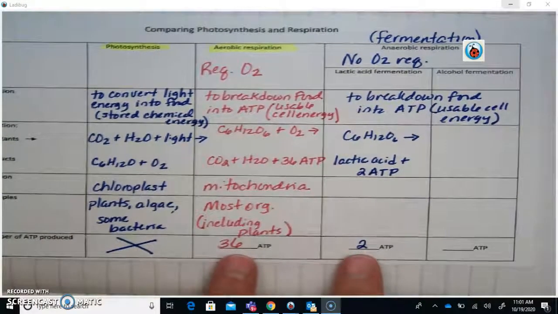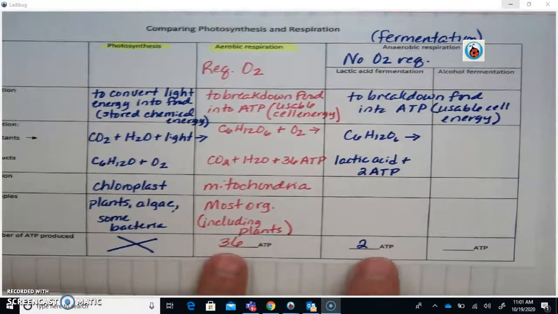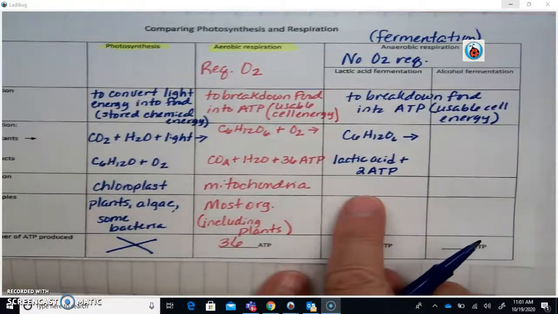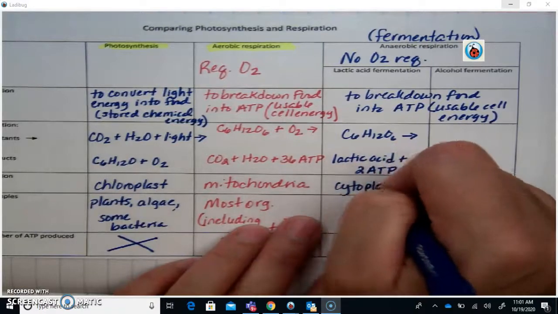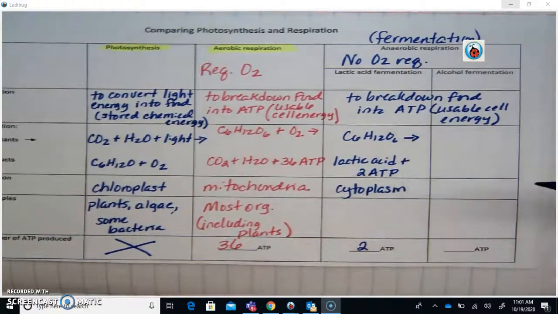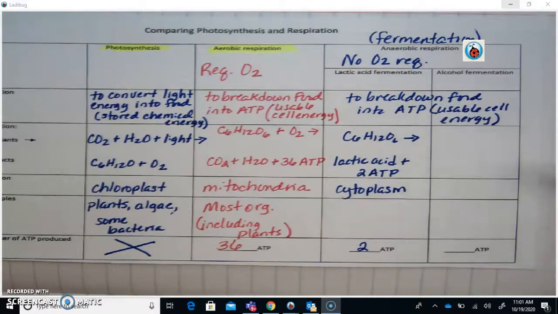So you can see that there's a big difference between the ATP that's produced in aerobic respiration versus lactic acid fermentation or anaerobic respiration. Where does this occur? Okay, this occurs in the cytoplasm of the cell. What are some examples of a cell or an organism that undergoes lactic acid fermentation? Human muscle cells under oxygen debt, meaning human muscle cells when they run out of oxygen.